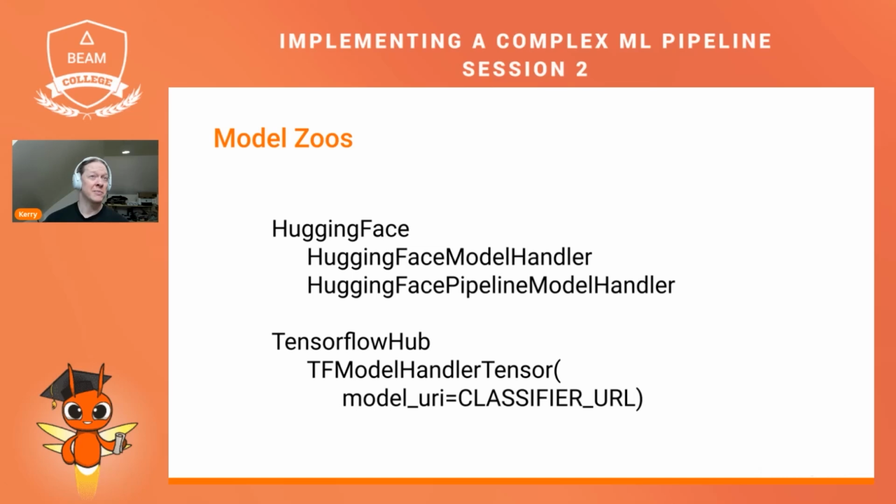I think, in my experience, that TensorFlow model handler with the model URI is probably the most straightforward, easiest way to incorporate a model into a Beam pipeline. But the Hugging Face model handlers, while slightly more complicated, do give you a richer variety of models. So it depends on your use case.